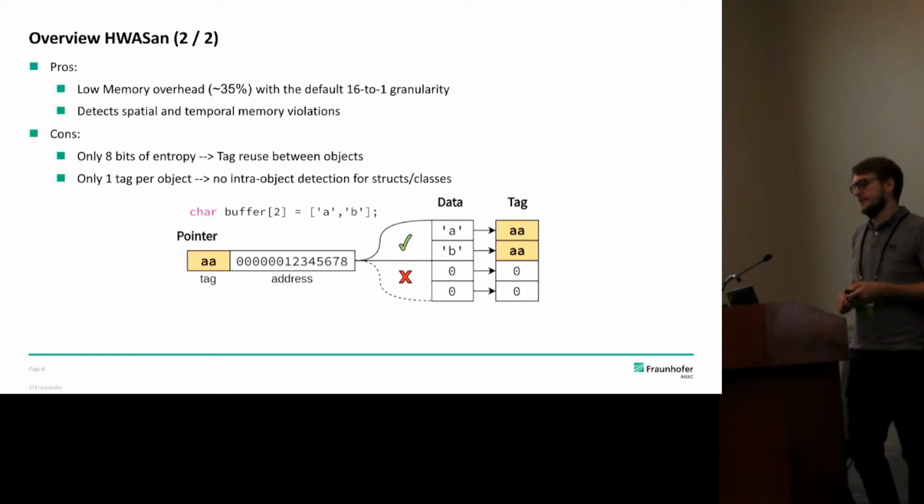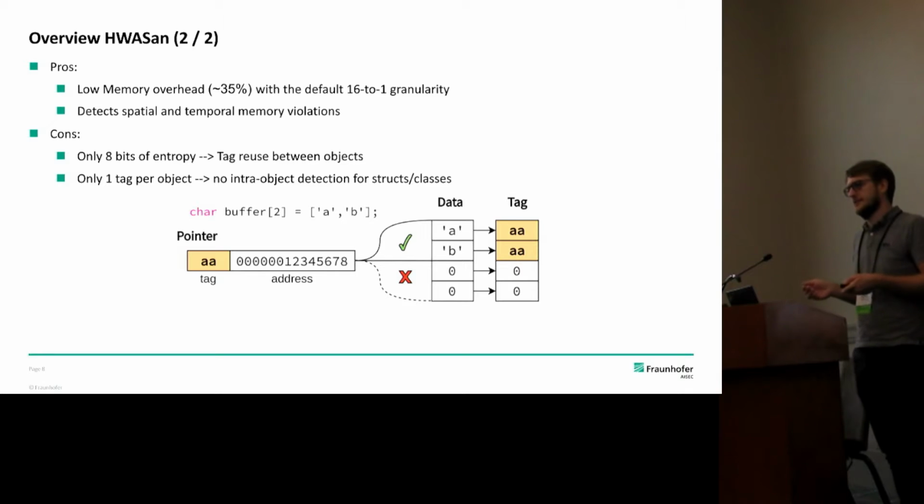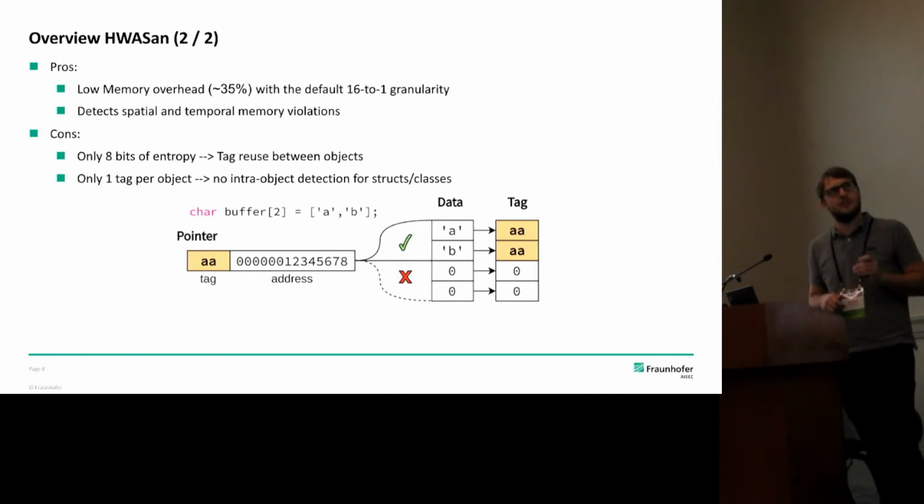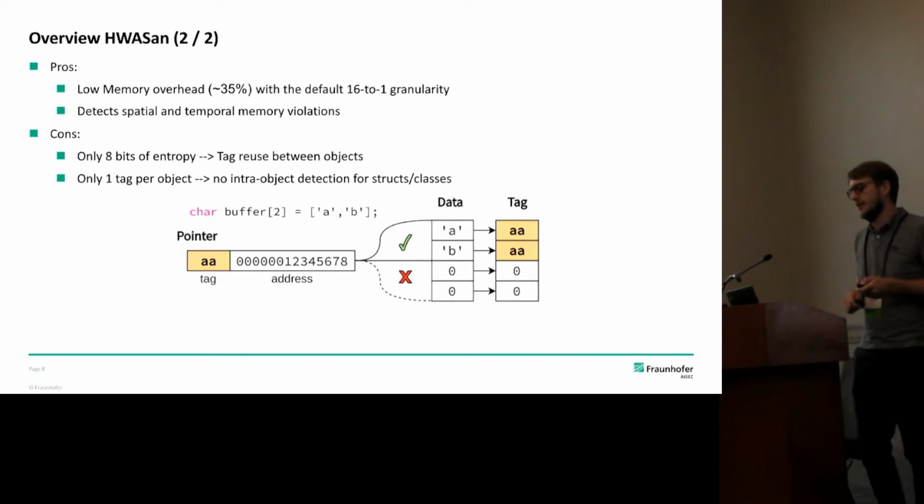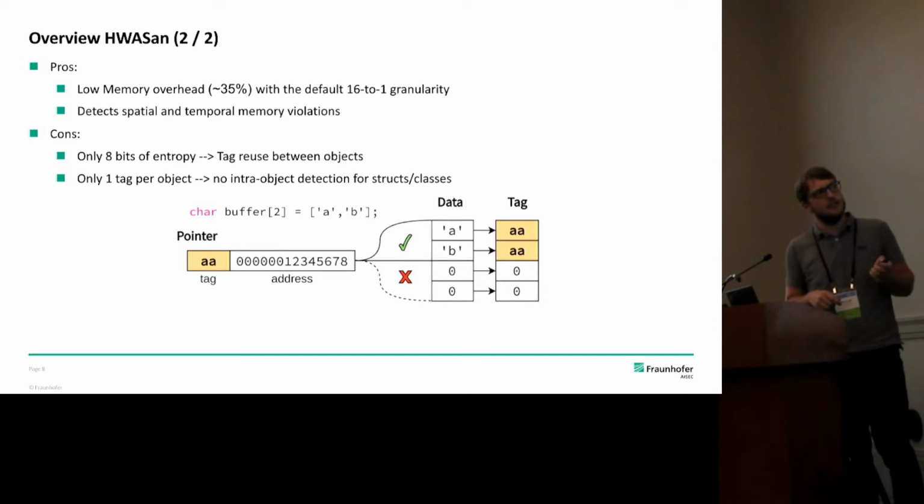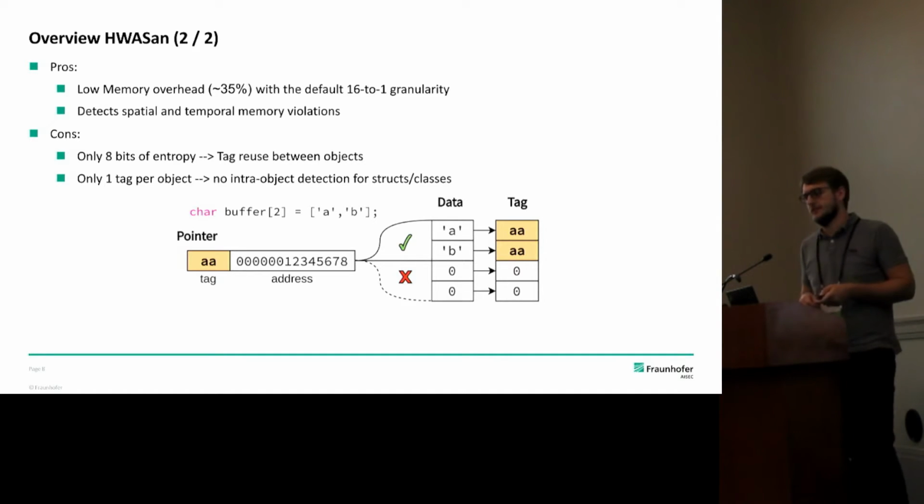Now this hardware-assisted AddressSanitizer was developed especially for embedded devices which are using the ARM architecture, and therefore one design goal was to keep the memory overhead quite low. In this case it's only about 30%. The way it is achieved is that it's using a 16:1 mapping, so every 16 bytes of data only has 1 byte of metadata. It can detect spatial and temporal memory violations, so out of bounds and out of lifetime accesses.